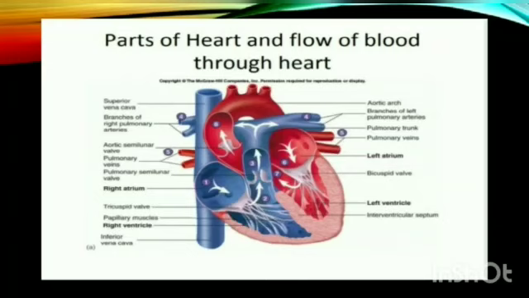Right auricle is slightly larger and consists of three openings, that is opening of SVC, opening of IVC and opening of coronary sinus. SVC collects deoxygenated blood from the head, neck and upper limb. IVC collects deoxygenated blood from the abdominal cavity and coronary sinus collects deoxygenated blood from the wall of heart.